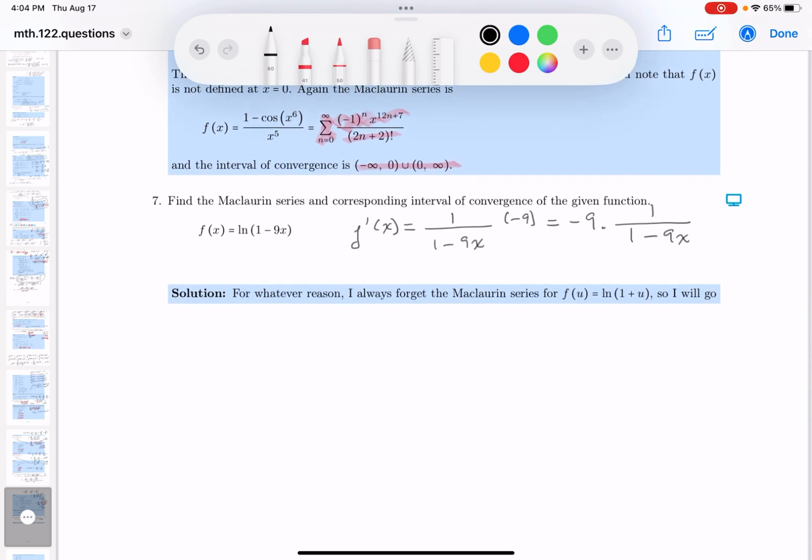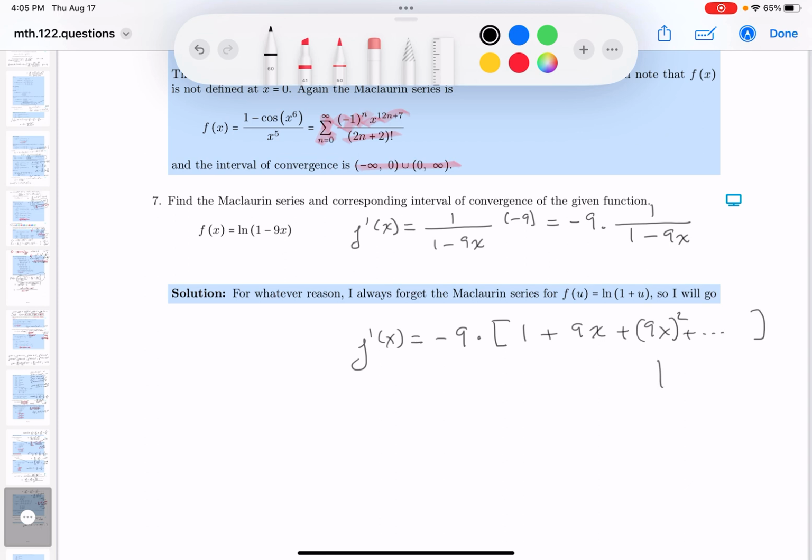Let's do that. So f prime is minus 9. And let's write this down now. 1 plus, well, that's going to be 9x to the first power. Let's write this way over here. Plus 9x, the quantity, to the second power, plus yada, yada, yada.